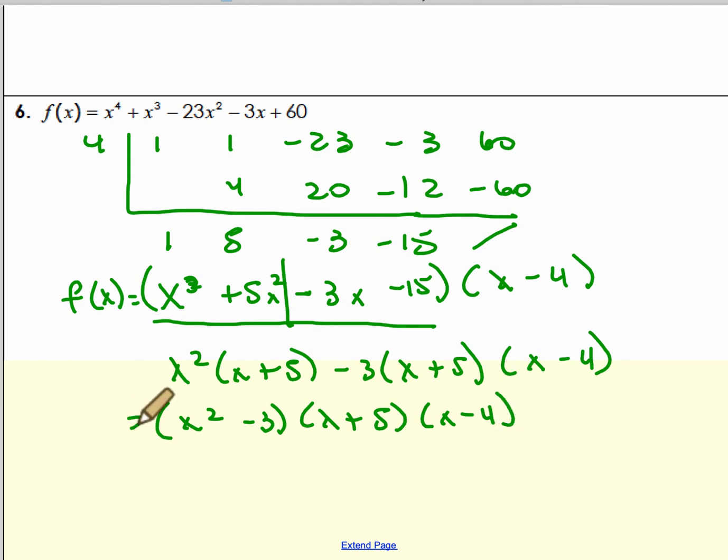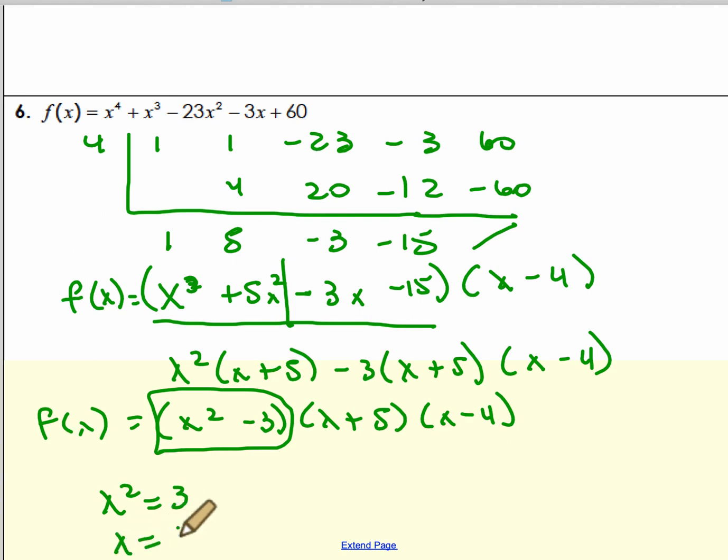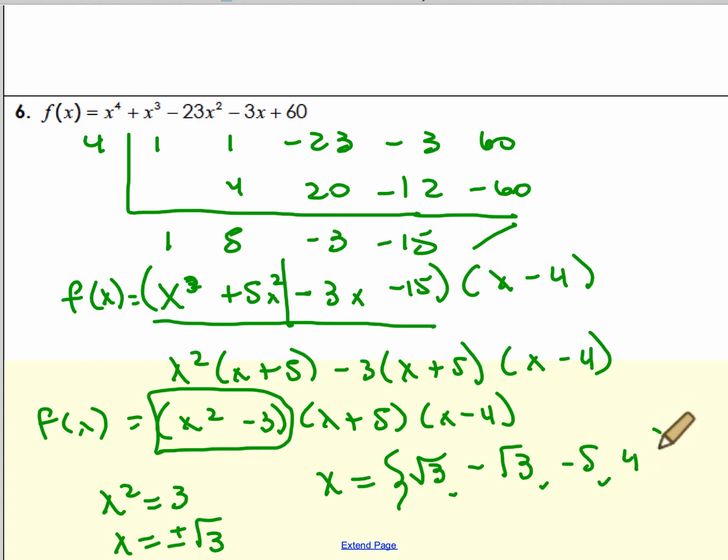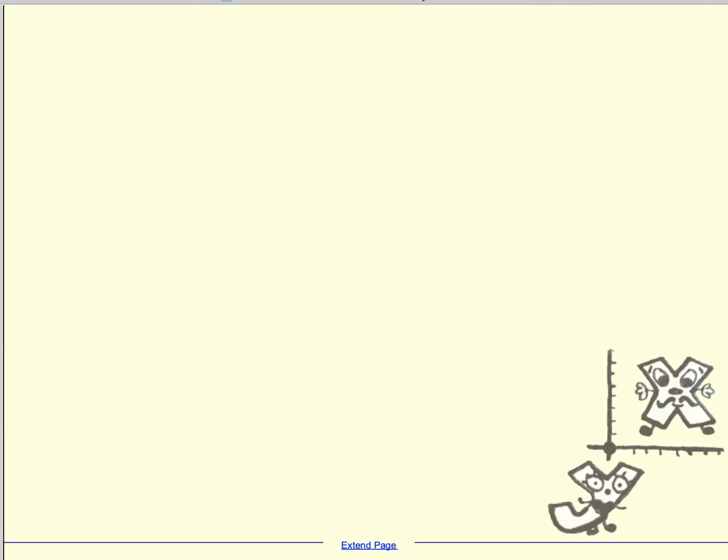Remember, my goal is to find all the zeros. So even though this one is not factorable, I can use my square root method to get plus or minus the square root of 3. So I have x is square root of 3, negative square root of 3, -5, and positive 4. And fundamental theorem of algebra says I should have 4 roots, and I do. And that's it.